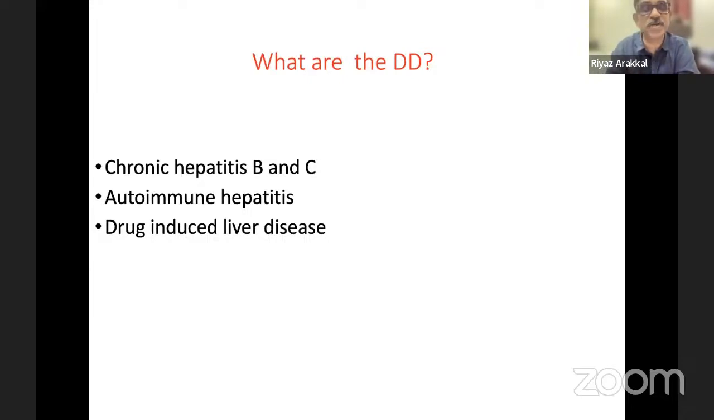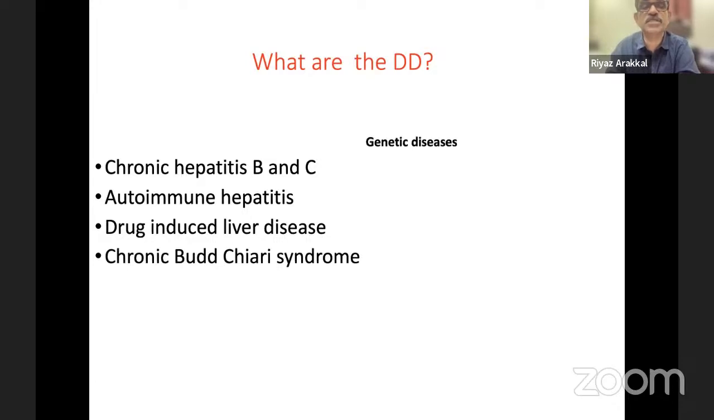It's DILD, drug-induced liver disease, drug-induced liver illness. And then conditions like chronic Budd-Chiari syndrome can also present with a very similar picture. Which genetic diseases can present like this, apart from Wilson disease?